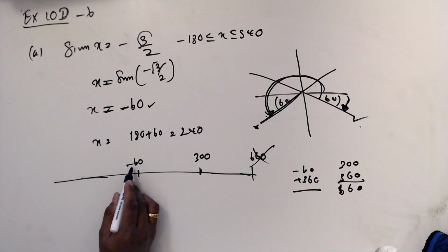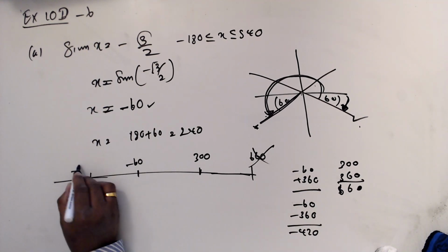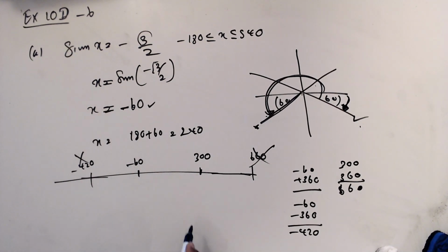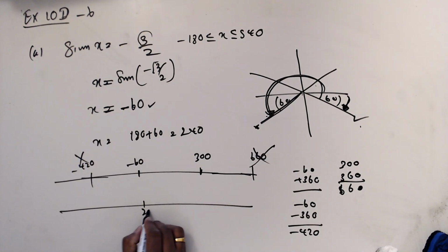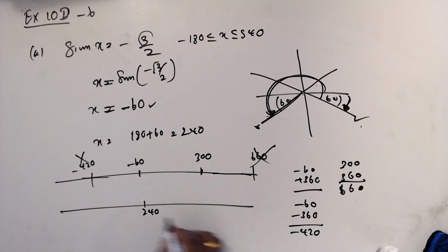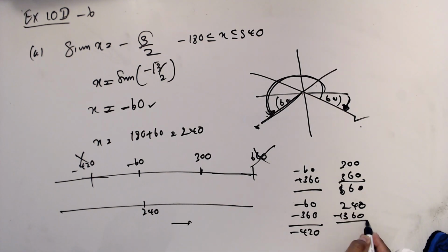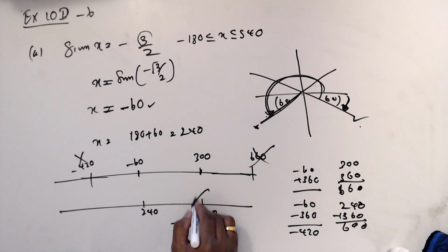Now we'll go back to this one. So minus 60, take out 360, which is minus 420. So minus 420 is also out of range, we don't need this. Now we'll take 240, right? So add 240 to go this direction. 240 plus 360, that is 600. 600 is more than 540, out of range.